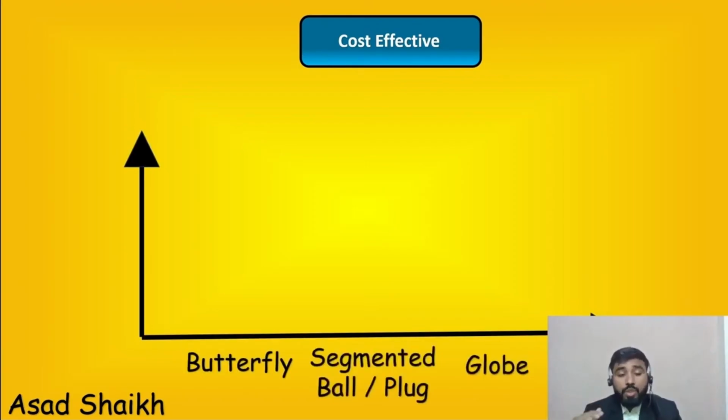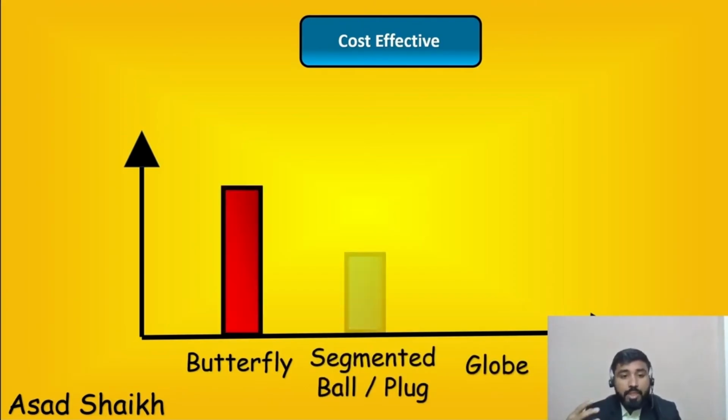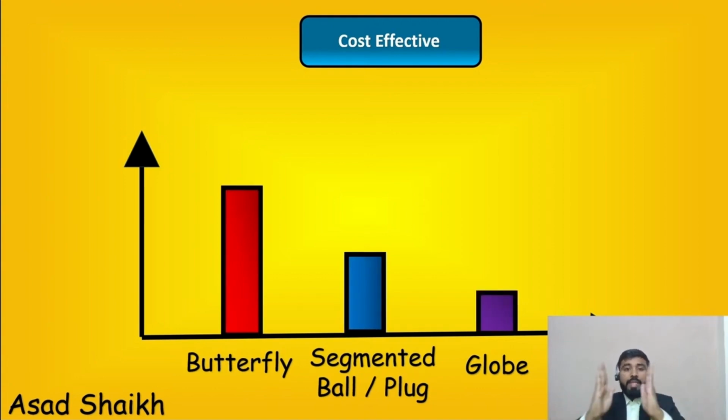Now here, which is the most cost effective option? Ideally speaking, in a very broad picture, butterfly valves are usually the cheapest. Then comes your segmented ball and plug valves, and then comes your globe valves. If you see logically also, a butterfly valve is a very thin valve, and the material used to make it is less. Then comes your segmented ball or plug valves, and then the globe valve design, with its complex flow path, is very difficult to manufacture cheaply.